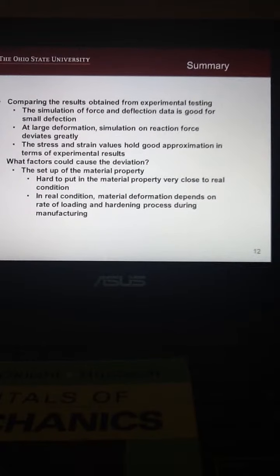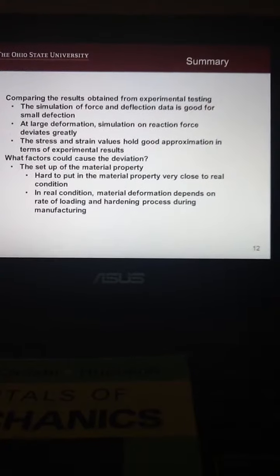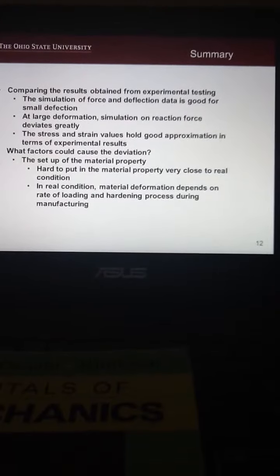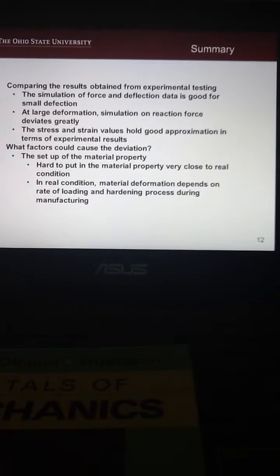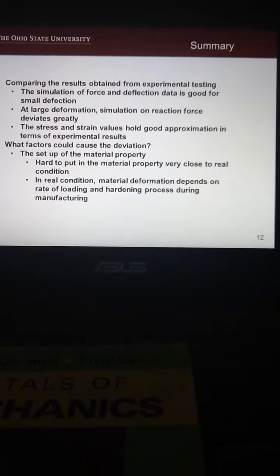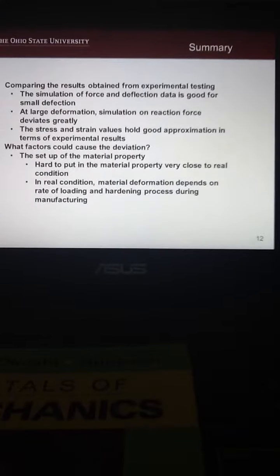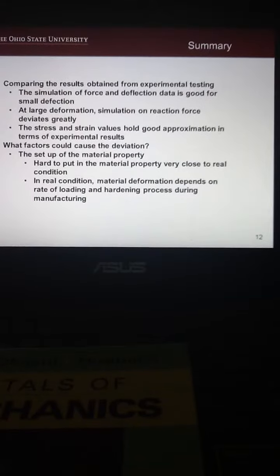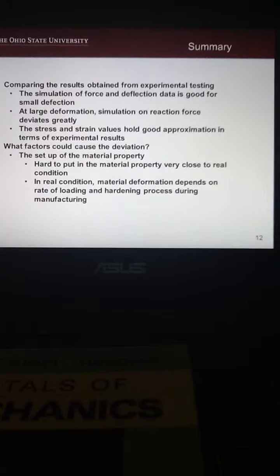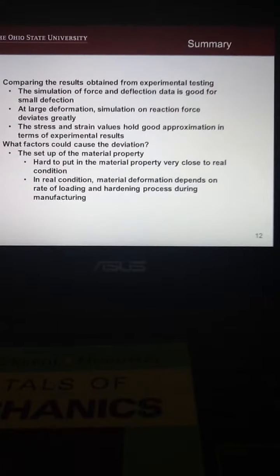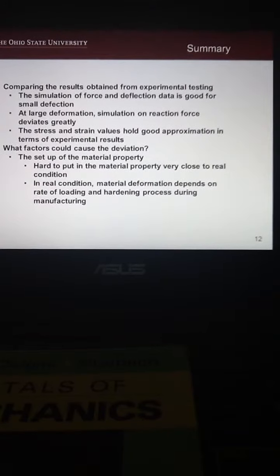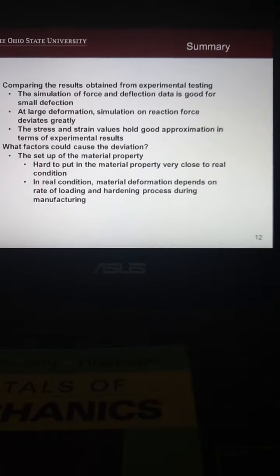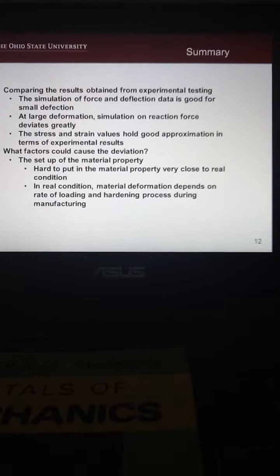Finally, the summary. Comparing with the results obtained from experimental testing, the simulation of force and deflection data is pretty good for small deflection. However, at large deformation, the simulated reaction force deviates greatly. However, for the stress and strain values, it holds a good approximation of the experimental results.